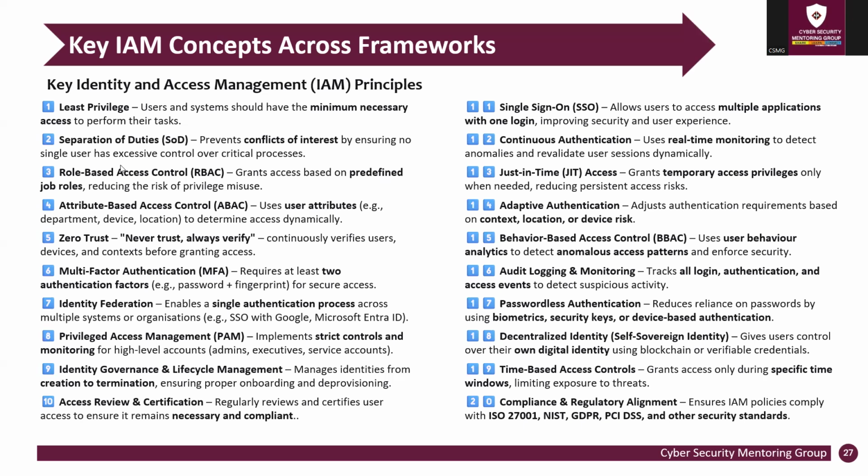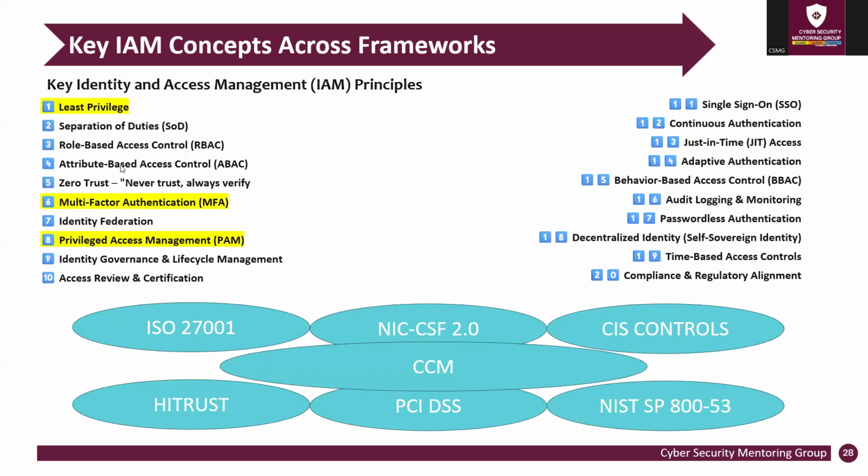You can use one that doesn't have something to strengthen. Of course, you can have your primary framework, but you can use others to support yourself. So I have highlighted three and say, let's assume I have a responsibility to implement least privilege, multi-factor authentication, and privilege access management. Again, all of these things are implemented by technology.